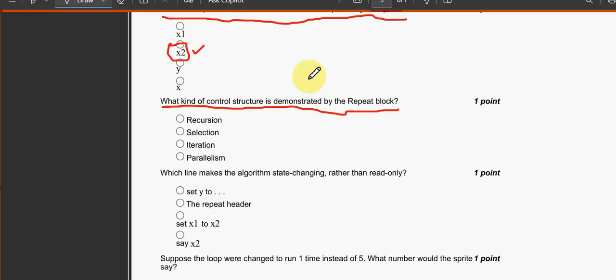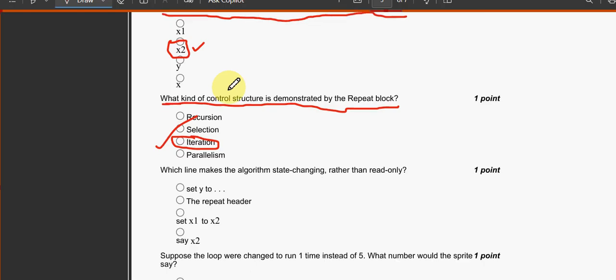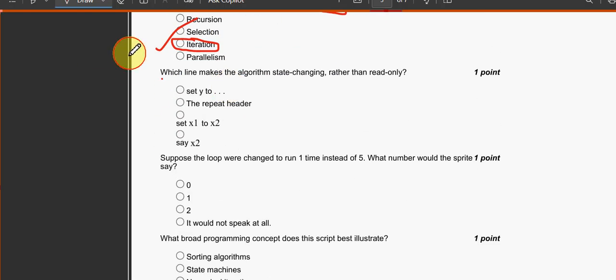So for the 19th question, iteration is the probable solution. Next, which line makes the algorithm state changing rather than read only? For the 20th question, the probable solution is the first option, set y2, right?